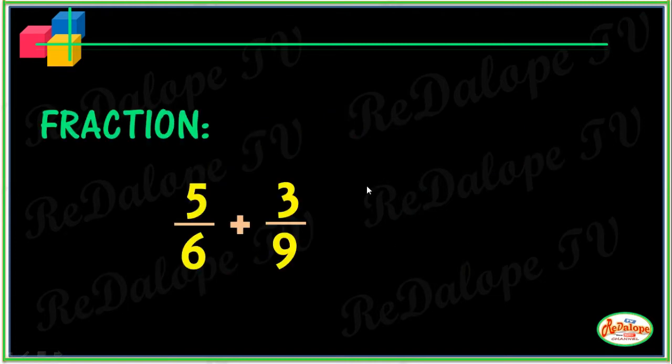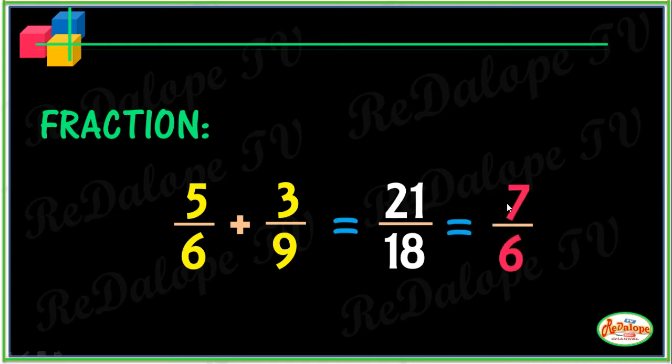We may need to add or subtract fractions, 5 all over 6 plus 3 all over 9, wherein the answer is equal to 21 all over 18. If we want to simplify 21 all over 18 to its simplest form, we need to find the GCF of this fraction. So the GCF of the fraction 21 all over 18 is simply 3. So when we divide 21 by 3 and 18 by 3, the answer should be 7 all over 6.